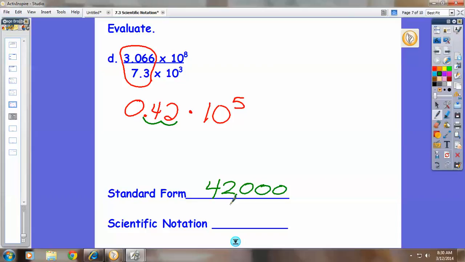Scientific notation. Let's go the other direction. What direction am I going to move the decimal this time? 1, 2, 3, 4 places. 4.2 times 10 to the 4th power. Why is it positive 4? Went to the left. This is a big number. 42,000 is a relatively big number. So our exponent is going to be a positive answer.